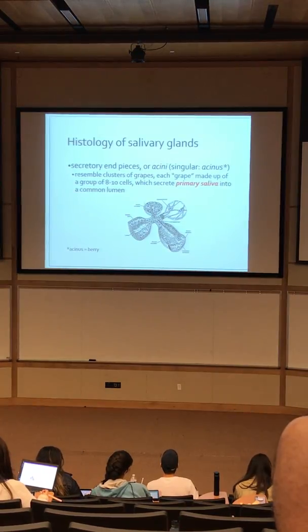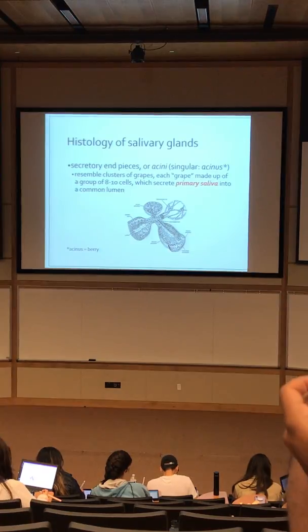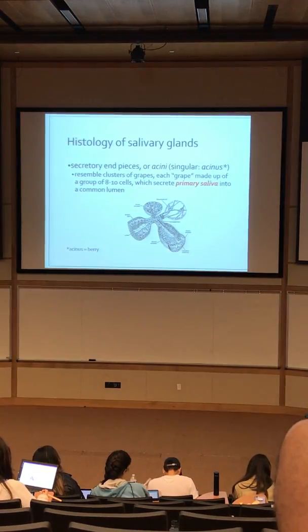And so here is a picture from a textbook showing various types of secretory end pieces. Here we have a serous one where all the cells are serous. This one is mostly mucus here.